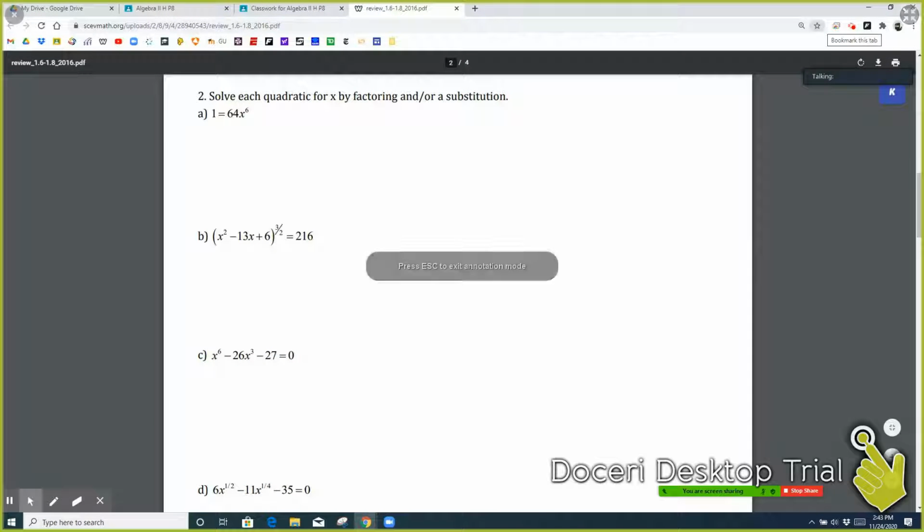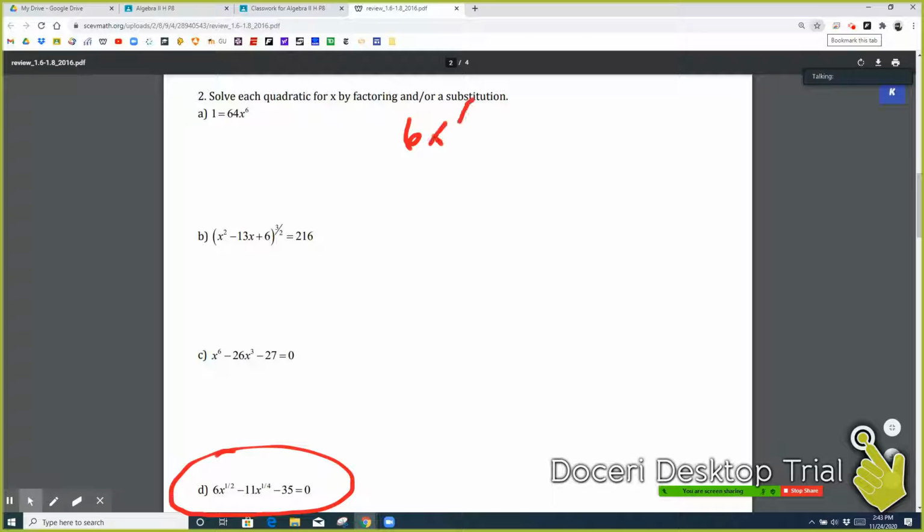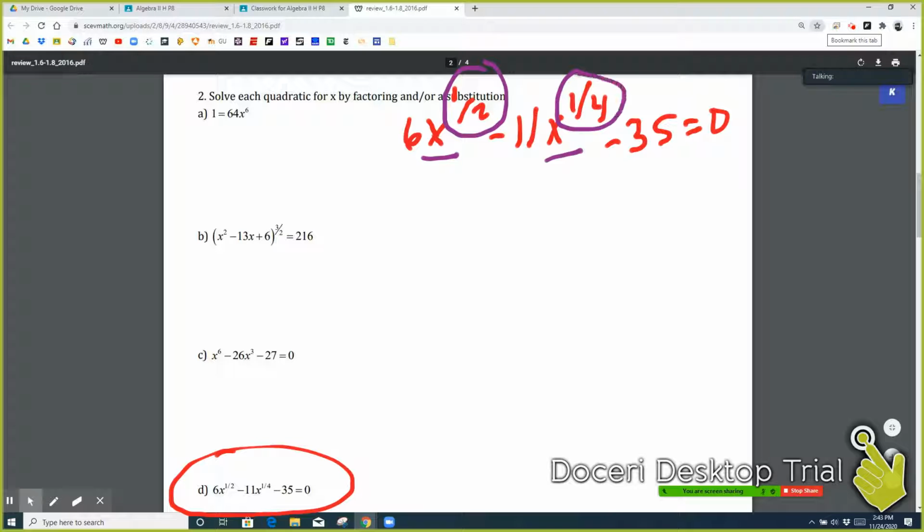All right, so 2D, we have an equation which is 6x to the 1/2 power minus 11x to the 1/4 power minus 35 equals 0. So this is not a polynomial. It's not a quadratic, but we can solve it like a quadratic because we have one variable, x, being raised to two different powers. And the ratio of those powers is 2 to 1. 1/2 to 1/4 is 2 to 1.